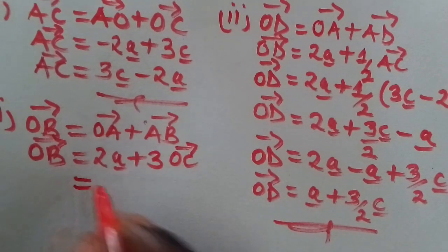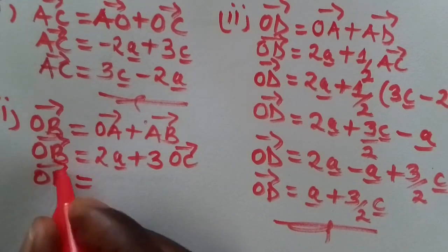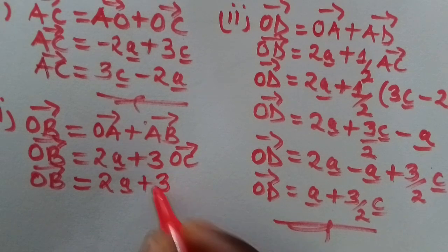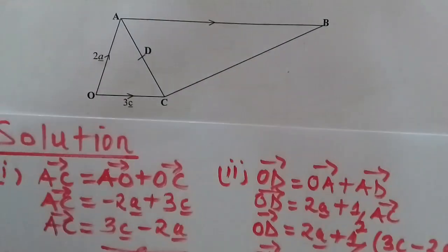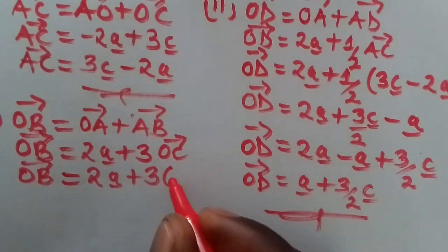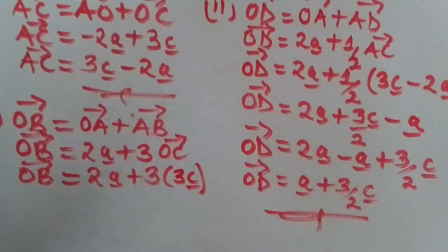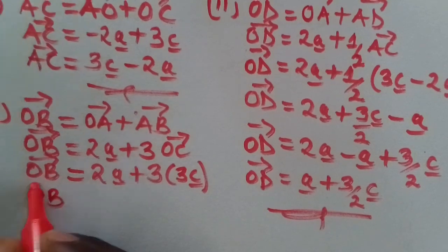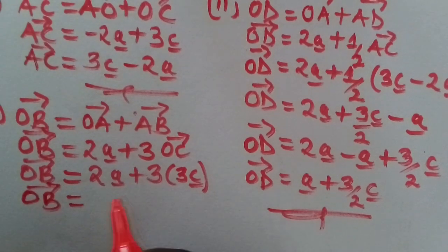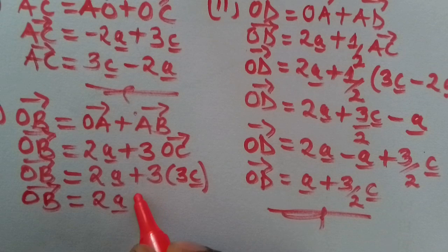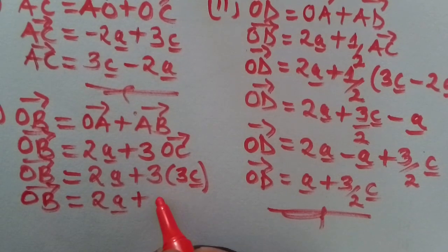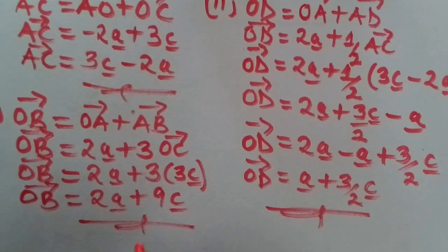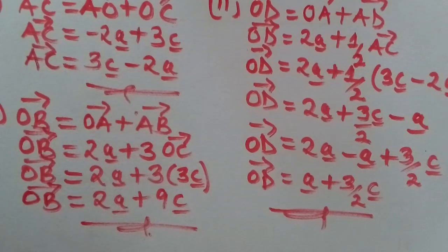Then the next stage, we'll say OB vector is equal to 2A vector plus 3 times what's on OC, which is 3C. So we say 3C vector. So this gives OB vector equal to 2A plus 3 times 3C vector. This gives 9C vector. So this here is our OB vector.